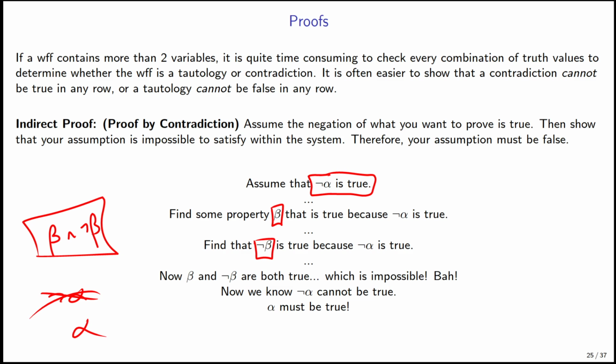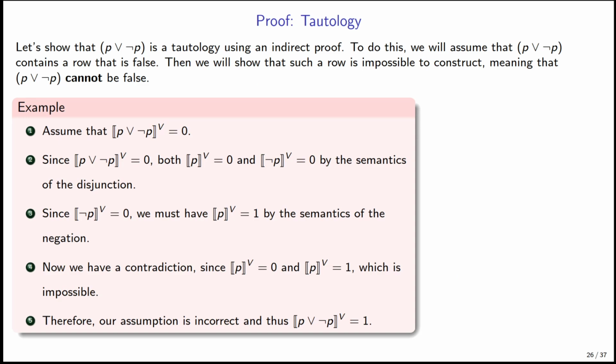Now, this is just the general idea of things. I'd rather do it with an actual example and go through it because I think it makes more sense to use actual examples. But with a proof by contradiction, essentially what we're doing is we're assuming the opposite. We're showing it's impossible for the opposite to be true. Therefore, our initial assumption is false, and whatever we have, like alpha on its own, should be true. Anyways, let's show that P or not P is a tautology.